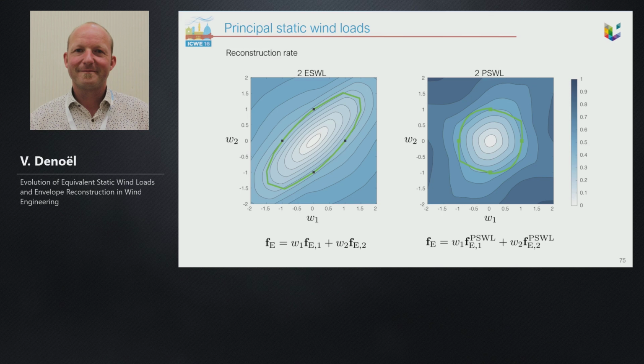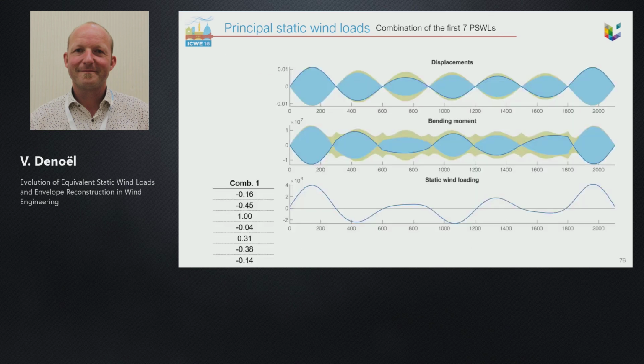And you see that with the principal static wind loads, we can reach larger values, especially in this range. But again, think that this is just a slice in a hyper-dimensional space. And we could reach even much larger values in a very simple manner if we combine the complexity. So if we combine the number of principal static wind loads corresponding to complexity, so 7, just the number of principal loads that we need to use in order to reproduce the response, we could find them.